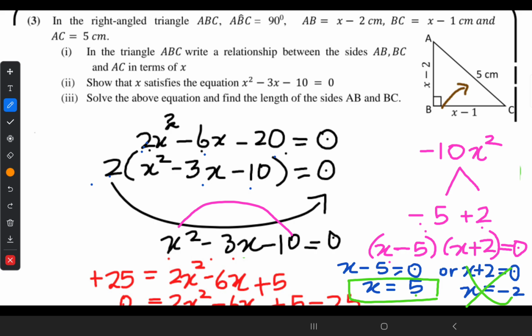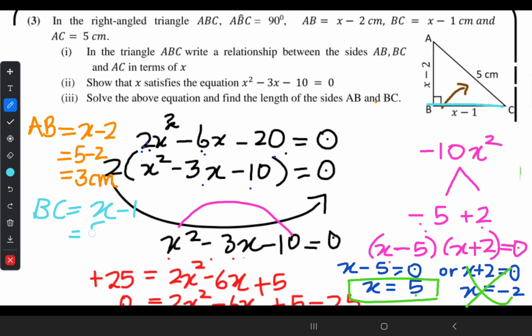Accordingly, let's find the lengths of sides AB and BC. AB is x minus 2. x is 5, so 5 minus 2 means 3 centimeters. That's the length of AB. Similarly, let's find BC. BC is x minus 1. We found x as 5, so 5 minus 1 would be 4 centimeters. BC would be 4 centimeters.